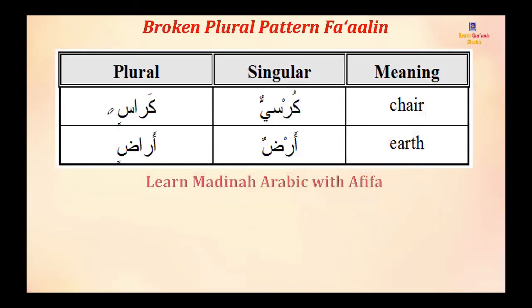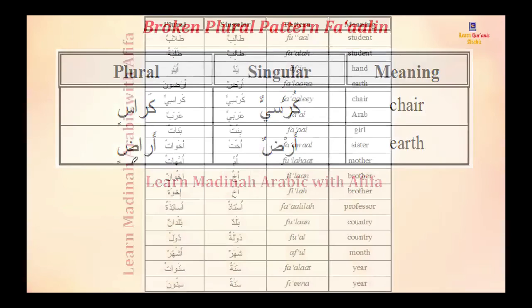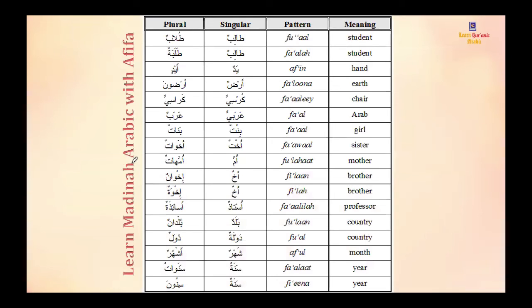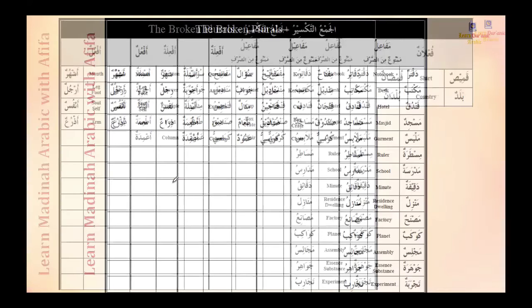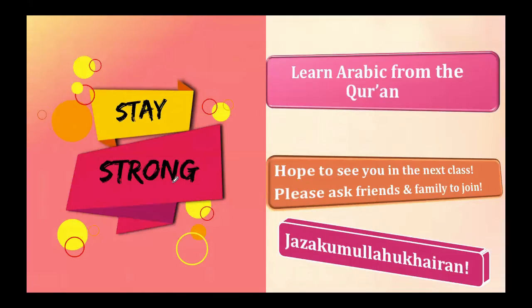Okay, so here are more examples. These are not as common. So kursiyun, karasin, karasi. Ardun, aradin. So this is a list of plurals. If you have time, you can go through them and try to memorize some of these broken plurals, or at least sound them out so that you get familiar with them. This is something you can go over on your own. Now we're going to jump on to the other book to go over some examples of broken plurals from the Quran.